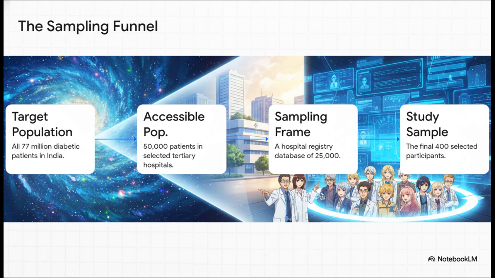Now, let's put some numbers on this to see just how dramatic the narrowing is. Step 1, you've got the target population, our 77 million people. Then we funnel down to the accessible population. Maybe that's 50,000 patients in those few big city hospitals. Step 3, the sampling frame, a real list like a hospital registry, which might have 25,000 of those patients on it. And finally, from that list, we pull our study sample, the final 400 people. I mean, think about that, from 77 million all the way down to 400. Every single step is a deliberate cut.